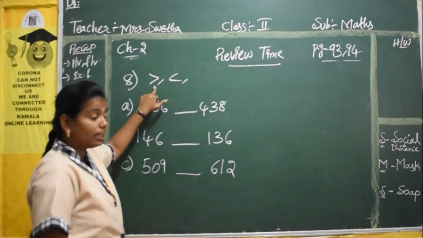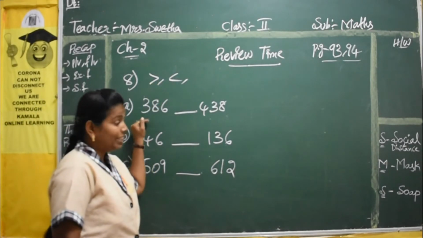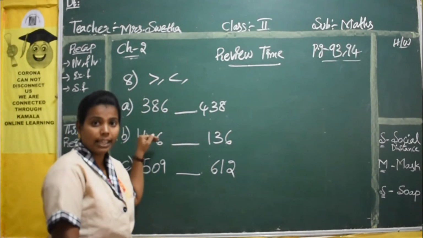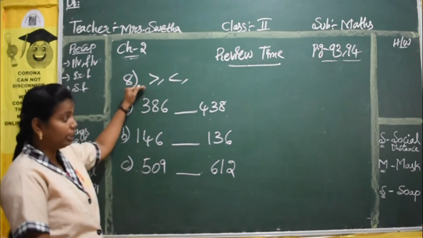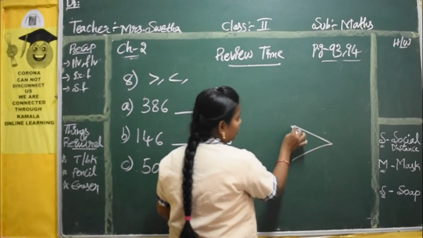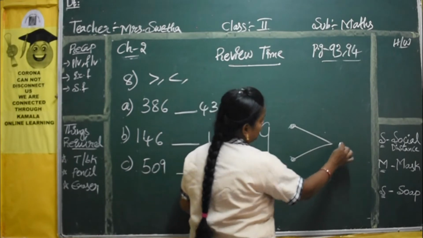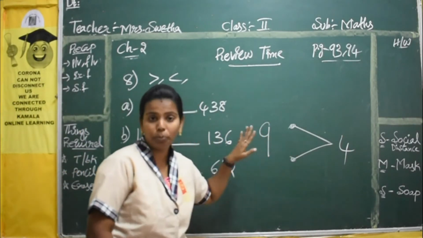So for these questions you have to use the symbols. What are the symbols? These are the greater than and less than symbols. I have explained the symbols in the earlier exercise where we started them. Whichever is the big number, the symbol is like a crocodile mouth. These two heads will be open to the biggest number side. To whichever side the biggest number is, the mouth will be opened to that side.